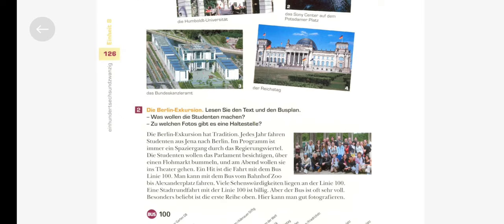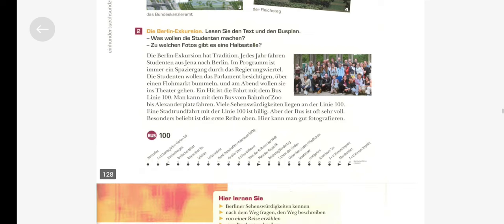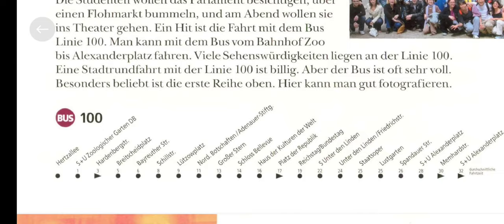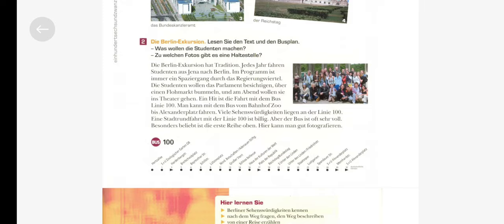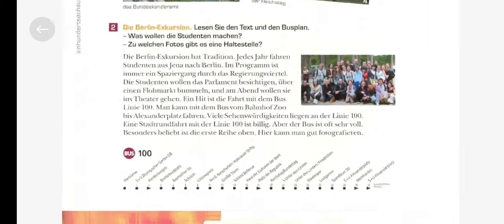Next question is the Berlin Excursion. Lesen Sie den Text und den Busplan. Was wollen die Studenten machen? Zu welchen Fotos gibt es eine Haltestelle? So they are saying the Berlin Excursion, read the text and the bus map. What do the students want to do? And to which photos is there a stop? So firstly we'll read the text and then answer what the students want to do. Let's read the text.